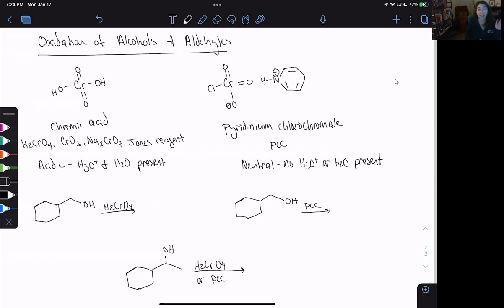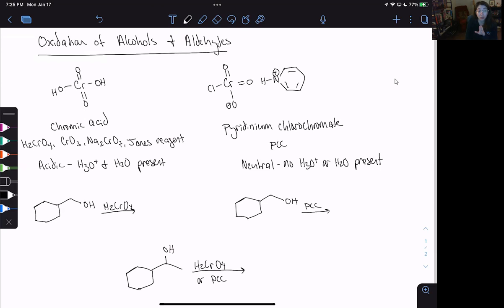For chromic acid, it comes in a variety of different flavors, but it's all the same thing essentially at the end of the day. So you might see H2CrO4, CrO3, Na2Cr2O7, Jones reagent, which is kind of the name that somebody gave it. But they are all functioning the same way. They're all acidic. They all have H3O+. Oftentimes you've got additions of sulfuric acid or something in there. So they all have water. They're all acidic for the chromic acid ones.